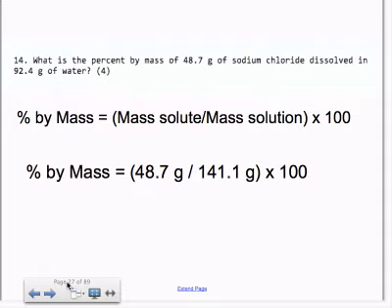Why did I use those numbers? Well, 48.7 is the mass of solute, and for the mass of the solution, you have to remember that it includes both the solvent and the solute. So I have to add the mass of the water and the mass of the salt together to get the total for the solution. And then we do that out and we get 34.5%.